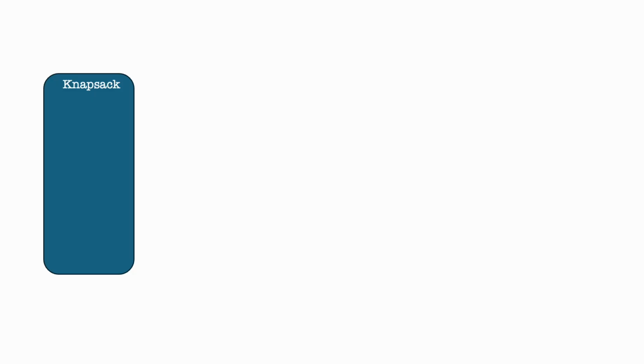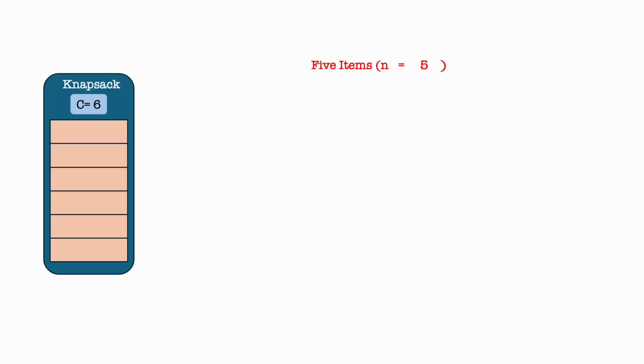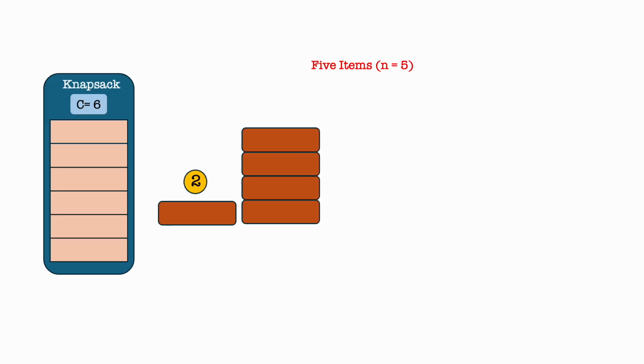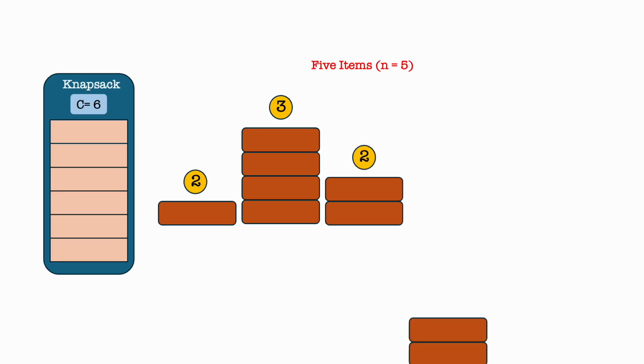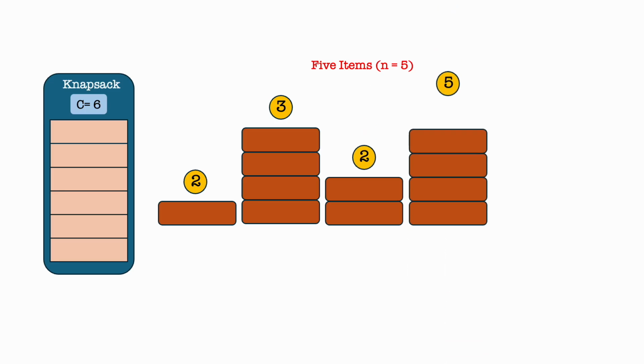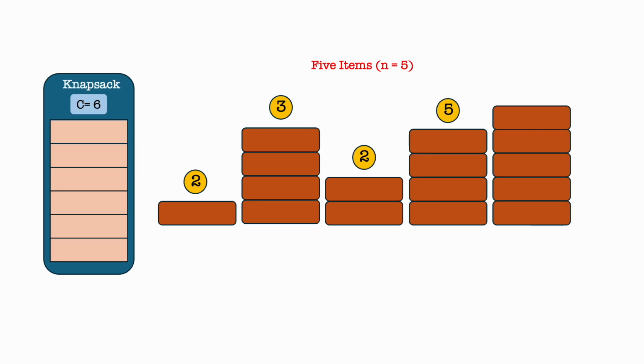We have a knapsack, and the weight capacity of the knapsack is 6. There are 5 items. The first item has weight 1 and value 2. The second item has a weight 4 and a value of 3. The third item has a weight 2 and value 2. The fourth item has a weight of 4 and a value of 5. The last item has a weight of 5 and a value of 6.